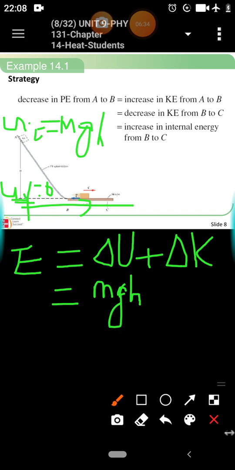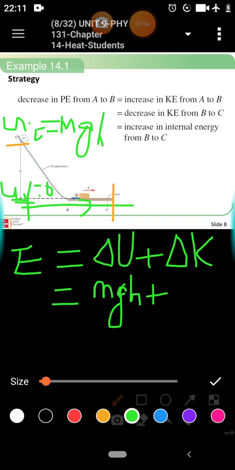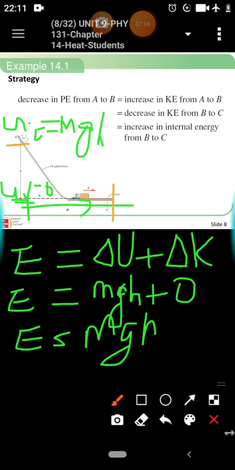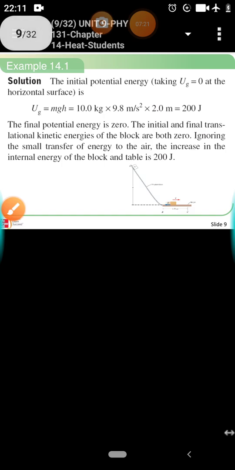Let me draw this reference point again. Since this object started at rest and then stopped here, the translational kinetic energy would be 0. So the total energy would be mgh, where we can then substitute the values. This is where we come up with this equation.